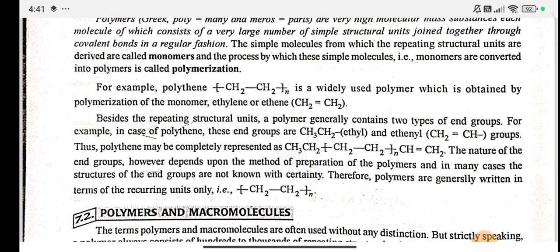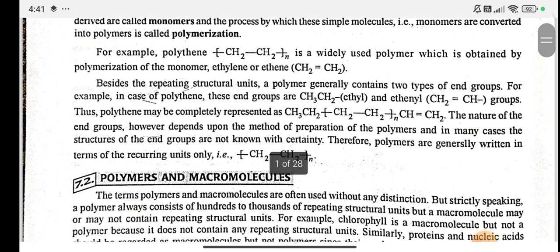For example, polythene is a widely used polymer which is obtained by the polymerization of a monomer ethylene or ethene, CH2=CH2. Besides the repeating structural units, a polymer generally contains two types of end groups. For example, in case of polythene, these end groups are CH3CH2 (ethyl) and ethenyl CH2=CH groups.